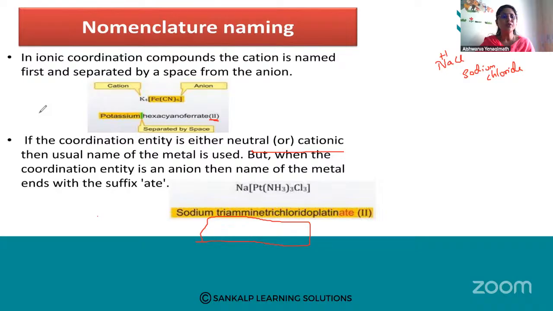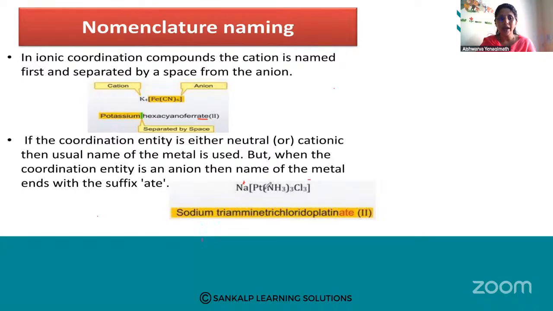If the coordination entity is either neutral or cationic, then the usual name of the metal is used. But when the coordination entity is an anion, the name of the metal ends with the suffix ATE. You can see here there is an anion complex. In the first example, Fe is written as ferrate. It should end with ATE. Here also this is cation, this is anion.